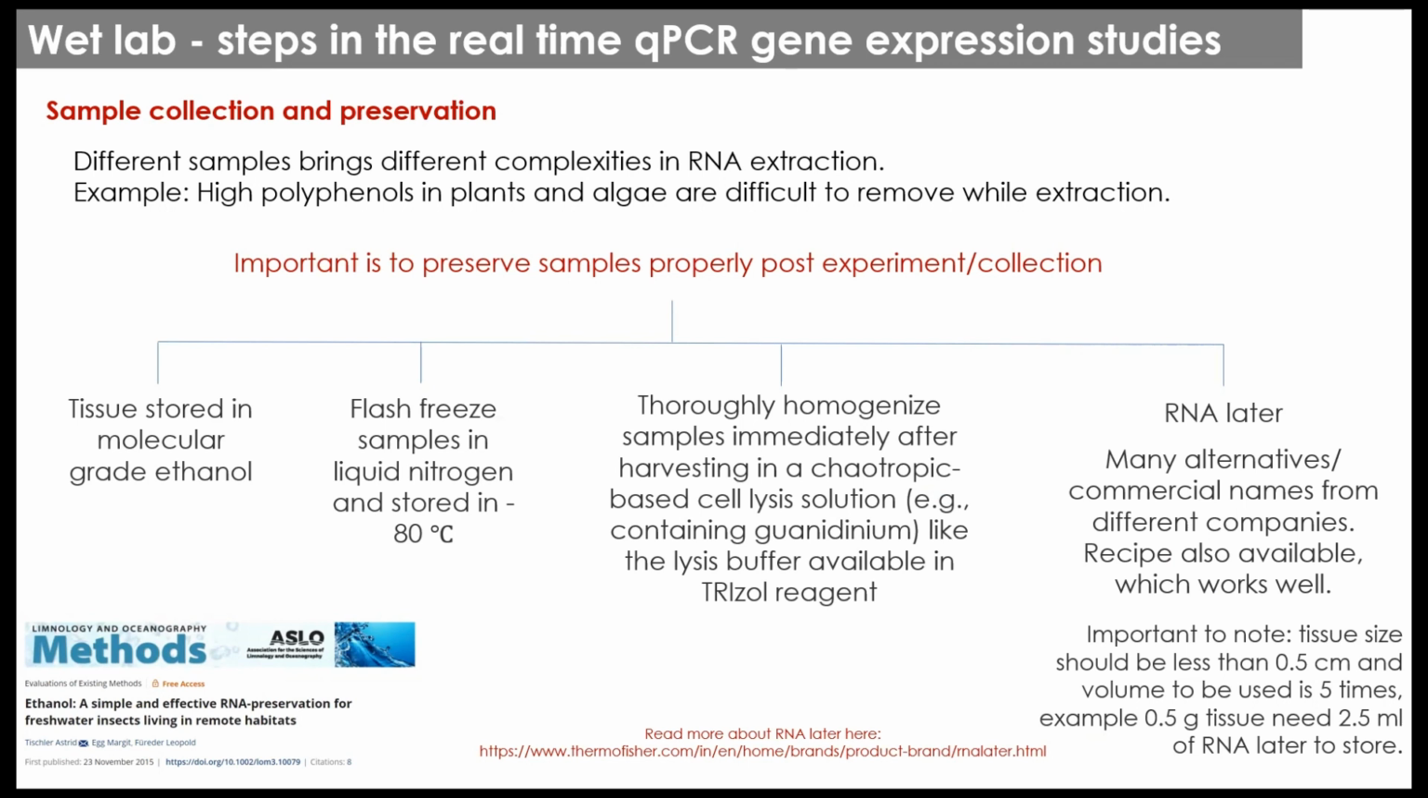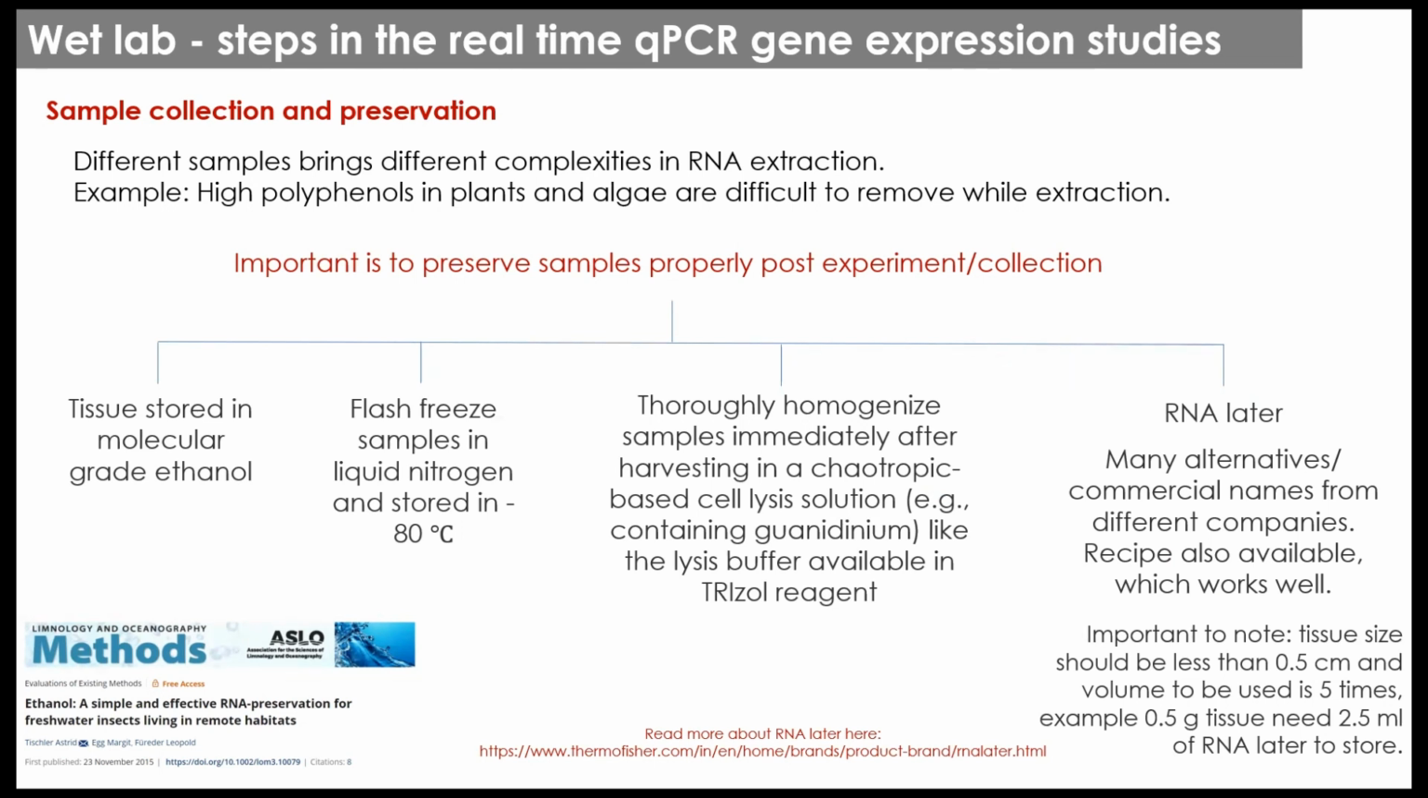But the first and foremost important step is to preserve the sample, either after collection from the field or post experiment. Time and again, people have looked into different methods more suitable for RNA storage for gene expression studies. Some of the papers, for example the one I am citing here, have suggested that tissues, in particular from freshwater insects in remote habitats, can be stored in molecular grade ethanol. If you are interested in how this ethanol works for RNA preservation, I would suggest you read this paper.